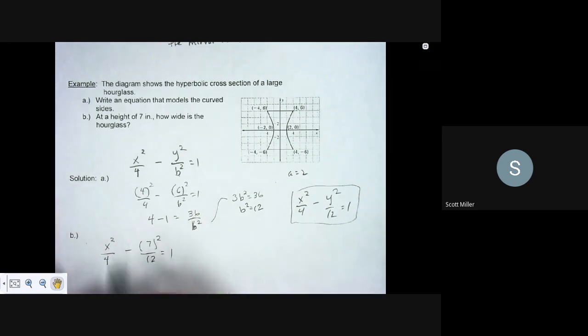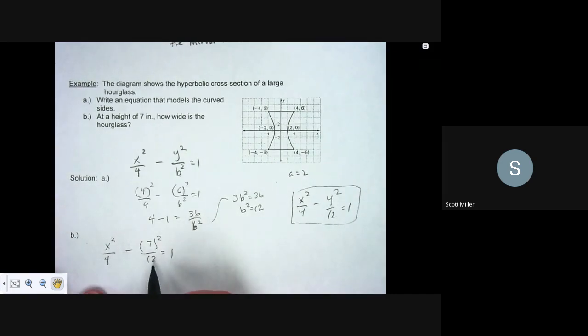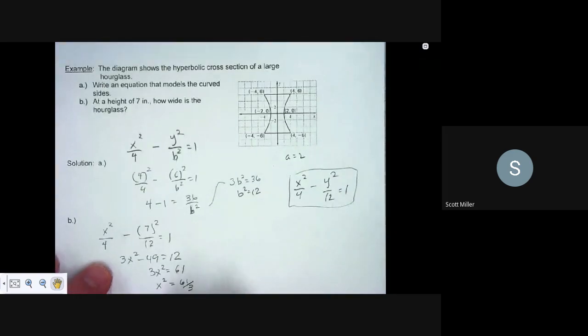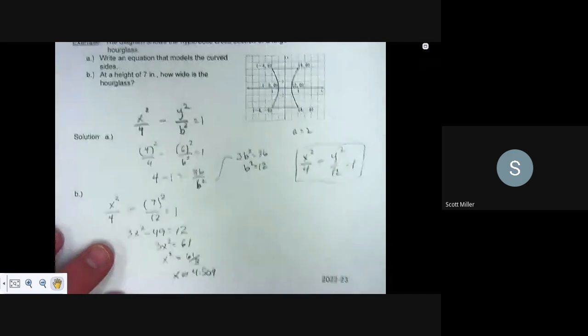Then I can go through the process of solving this. If I multiply everything by 12, what I get is 3x squared minus 49 is 12. Move some things around, this will be 61. Divide by 3, and take the square root. X is going to be approximately 4.509.